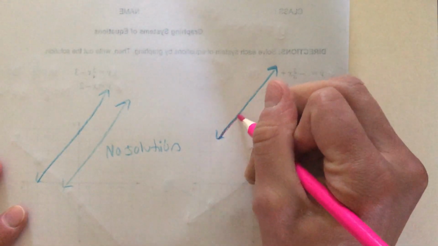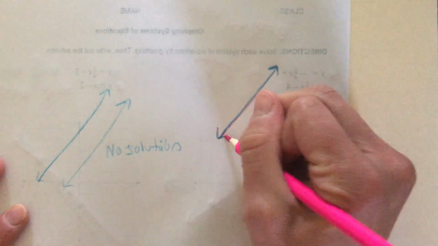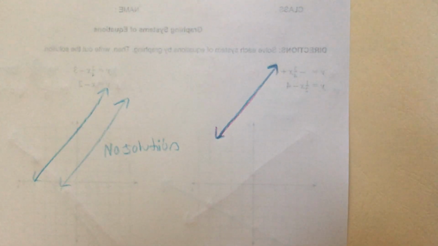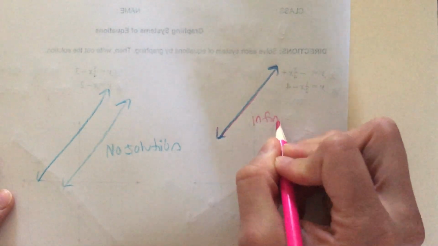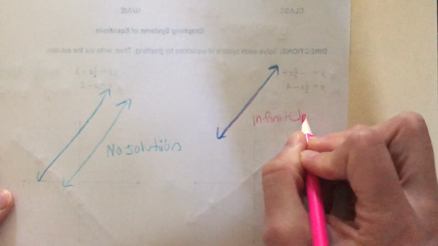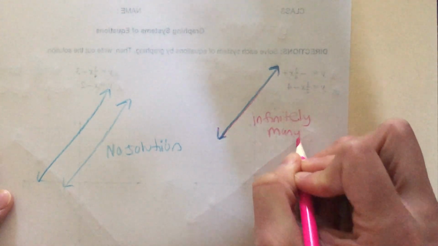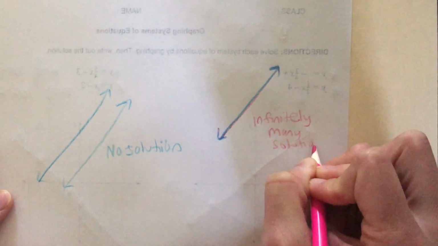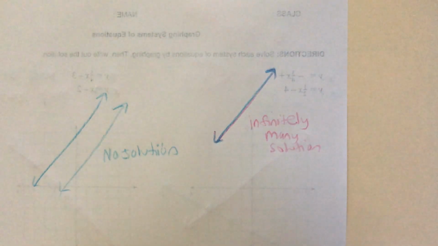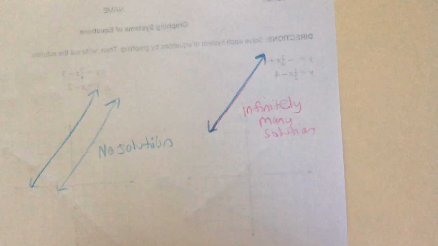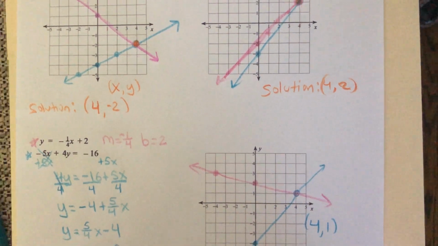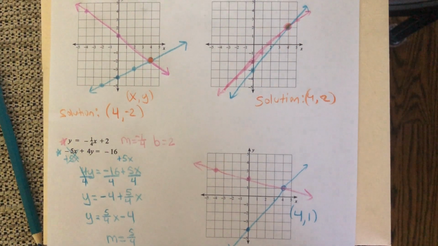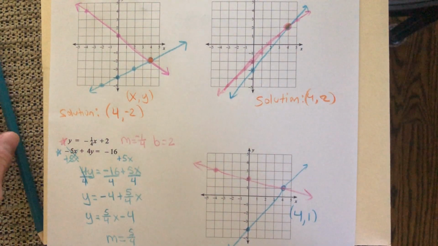Another type of an answer is if you graph one line, that's our blue line, and you go to graph the second line and they end up right on top of each other, that means that every single point is in common. So that's when you have infinitely many. Every single point on the blue line is also on the pink line. So that's when you have infinitely many solutions. But most systems have one solution. So that's when the lines meet at one point, and you are then determining what the coordinates of that point is.